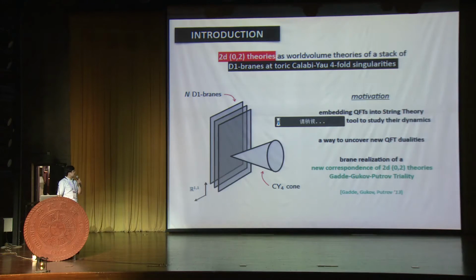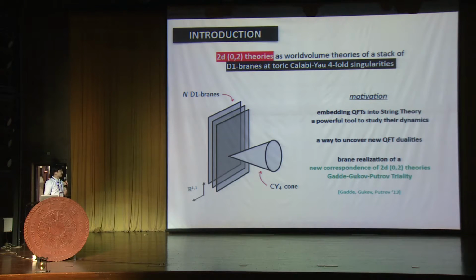When we first started this project, we wanted to study and construct a large class of 2D (0,2) theories, which we took to be small volume theories of D1 branes probing a toric Calabi-Yau fourfold. By realizing these theories in terms of branes, we wanted to analyze the dynamics of these 2D theories, as well as identify a brane realization of a new correspondence of 2D theories that is now known as Gadde-Gukov-Putrov triality.